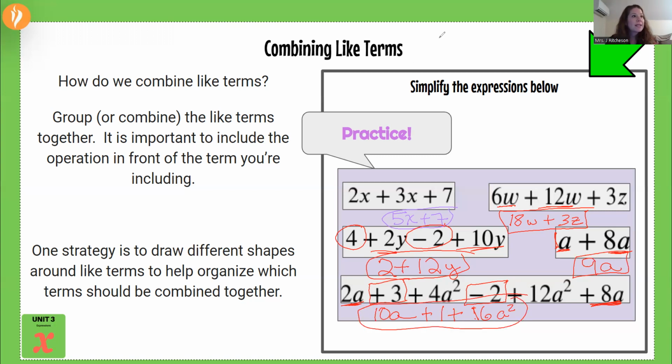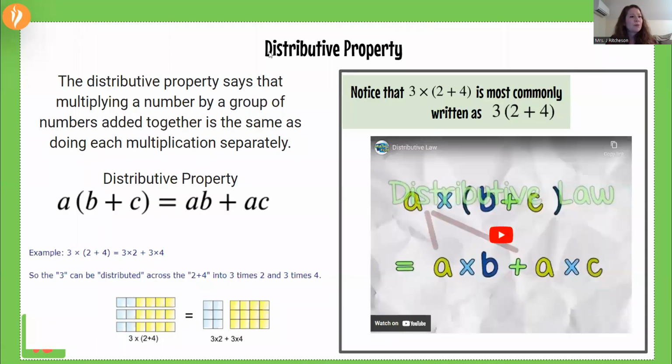Okay. All right, guys. So I think that's all I have for today's video. We'll start with the distributive property next week, and also we'll use the variables to write verbal expressions and all that stuff as well.